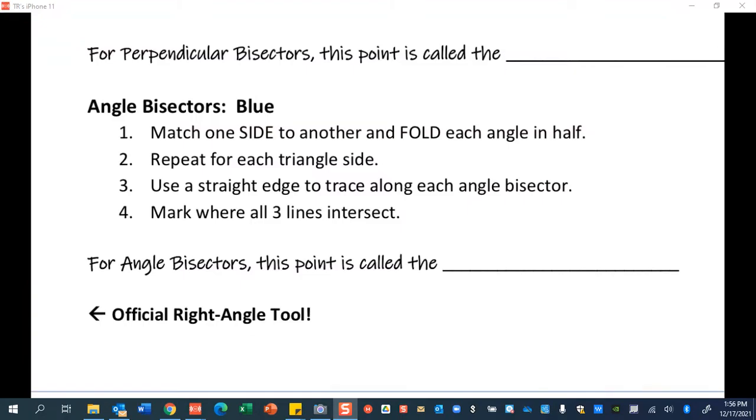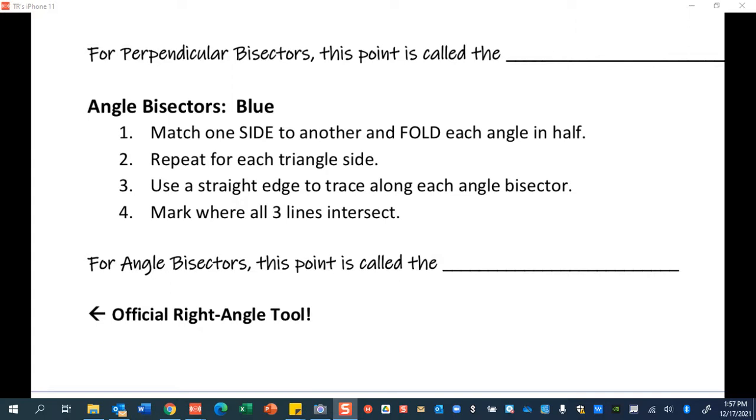Everybody make sure now that you have a blue triangle. Your blue triangles are going to represent, you're going to fold and create your angle bisectors. Instead of matching vertex to vertex, you're going to match one side to another, and you're going to fold the angle in half. You're going to repeat for each triangle vertex. You're going to use a straight edge to trace along each angle bisector.